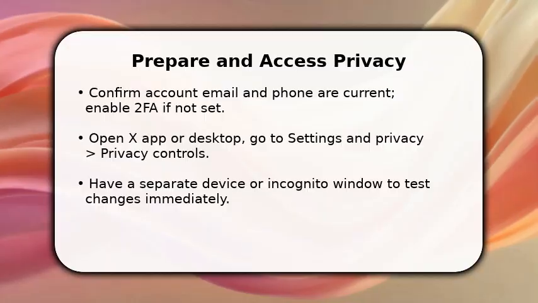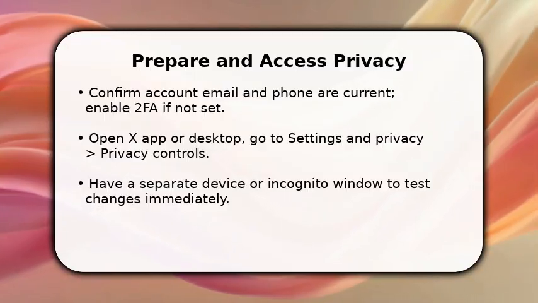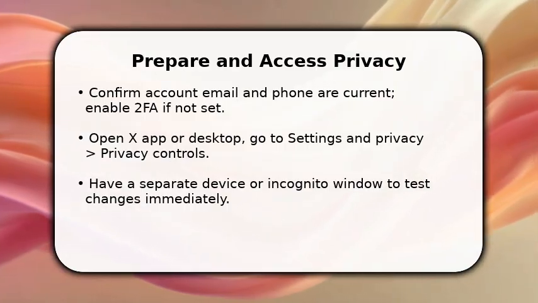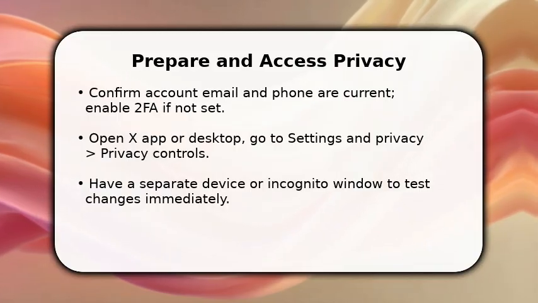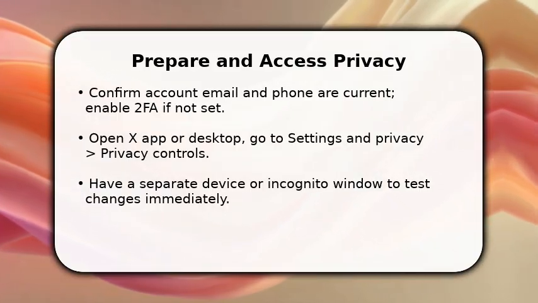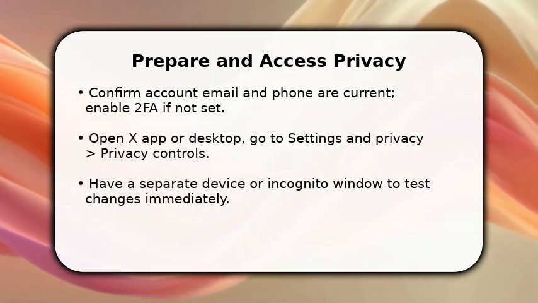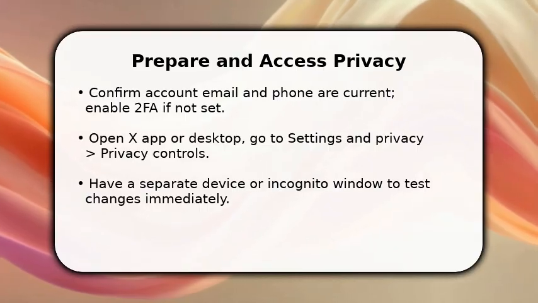Enjoy the video. You'll start by verifying account essentials so changes stick. Confirm your email and phone, and enable two-factor authentication. Once done, open X on your preferred device and navigate directly to Settings and Privacy, then Privacy Controls. This is where most protections live.